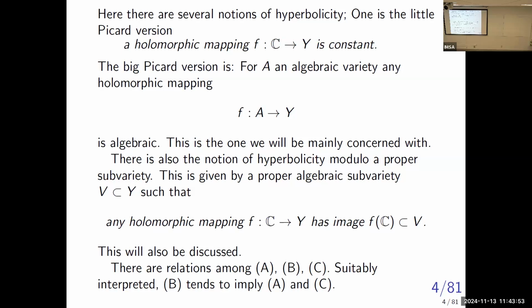So if you had something that was hyperbolic and you blew up some higher codimension subvariety, then it would be hyperbolic modulo that because you've got P1s in the fiber of the blow-up. So there are relations among these three properties. Suitably interpreted, the one on holomorphic one forms tends to imply the one on top degree differentials as well as the hyperbolicity. So that's in a way the strongest of the three properties.